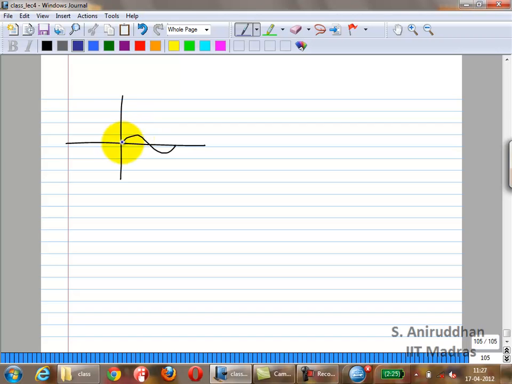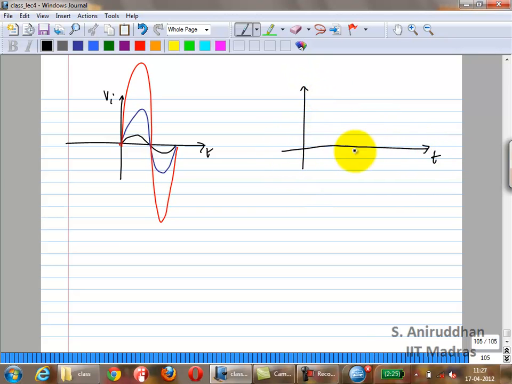So if you take 3 cases, and let's say the third case... So let us say these are the three cases. What do you expect at the output? So let's say this is Vi. What do you expect for Vo? Let me call this... in case 1, what do you expect to see at the output?